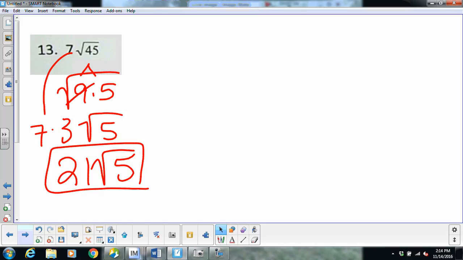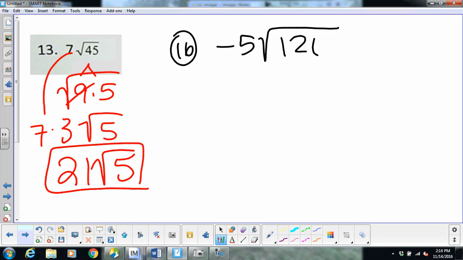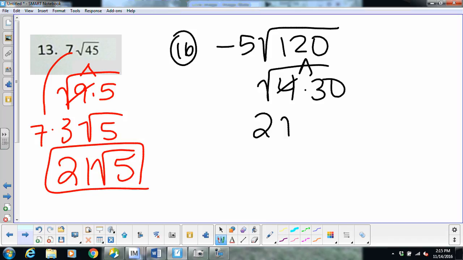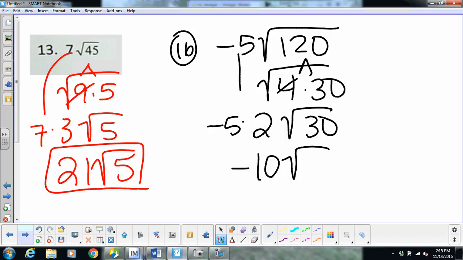Real quick, I'll knock out number 16 just as extra practice on that. It's -5 and square root of 120. Okay, so 120 is going to break down into 4 times 30. Square root of 4 is 2. -5 comes down and it's -10 radical 30.